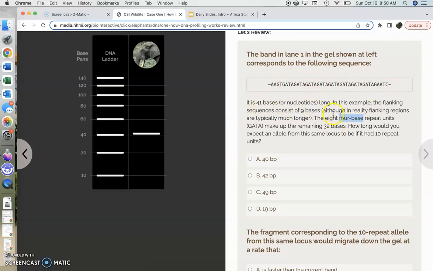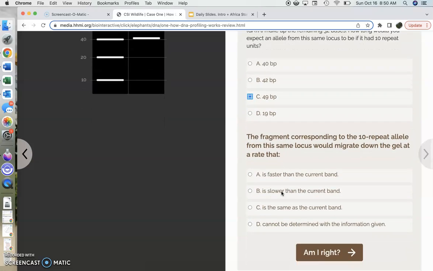and that gives us 41 in total bases in this example here. So it's asking us, how long would you expect an allele to be if it had 10 repeat units? So 10 instead of 8. So we would take the same length, and if it had 2 more repeats and each one is 4 base pairs, then we would add 8 to that. So I'm going to say 49.